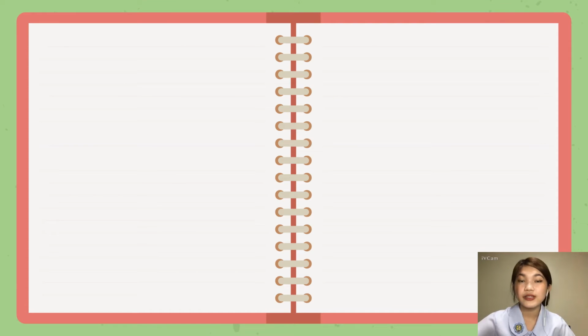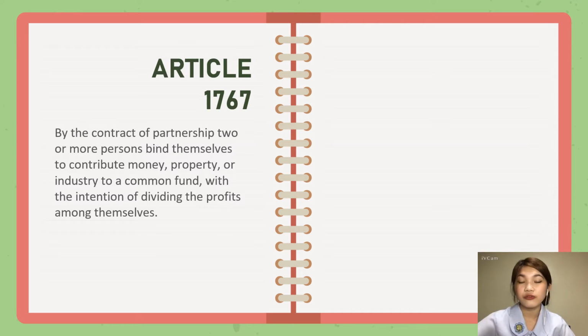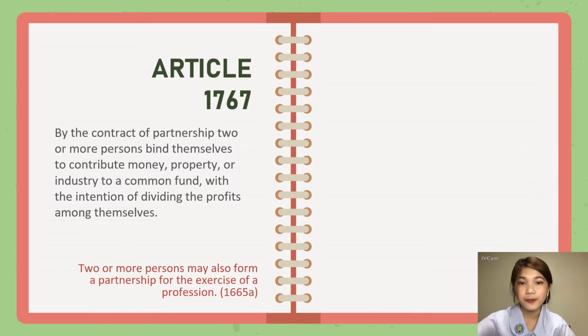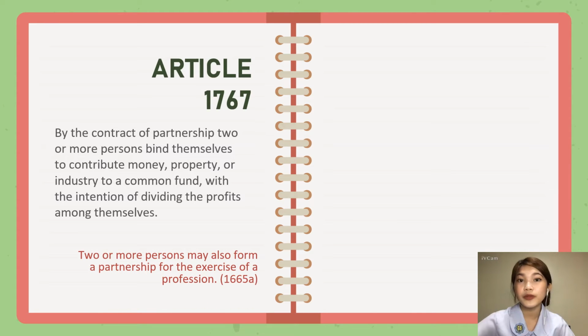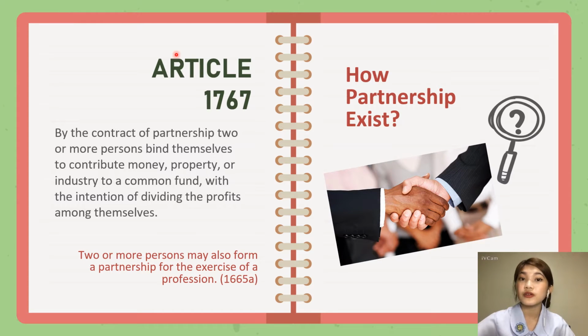Let us now first discuss the provision under Chapter 1, which is Article 1767, which states that with the contract of partnership, two or more persons bind themselves to contribute money, property, or industry to a common fund with the intention of dividing the profits among themselves. It also states that two or more persons may also form a partnership for the exercise of a profession. Now, let us answer the question how partnership exists. By doing so, let us break down the information under Article 1767 and pick out the keywords.